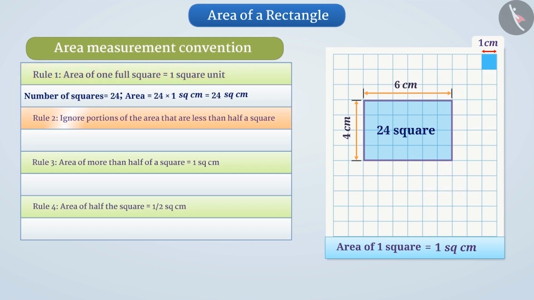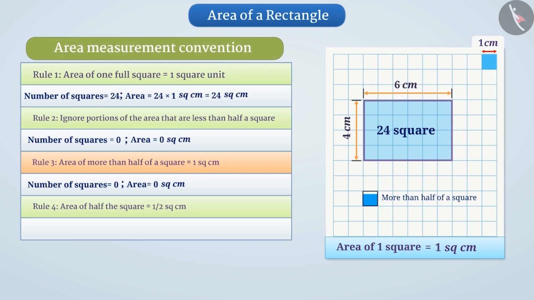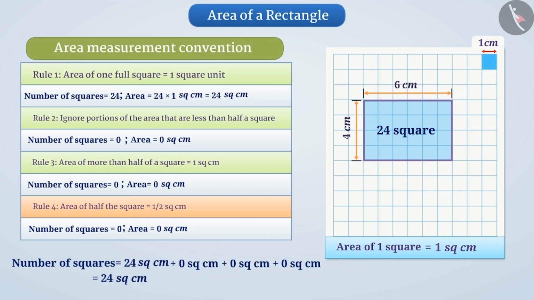Rule 2. Ignore portions of the area that are less than half a square. We don't have such squares here. Rule 3. If more than half of a square is in a region, count it as one square, that is 1 square centimeter. We don't have such squares either. Rule 4. If exactly half the square is covered, take its area as half square unit, that is half square centimeter. We don't have half squares here. In this way, the total area of the rectangle is 24 square centimeter.